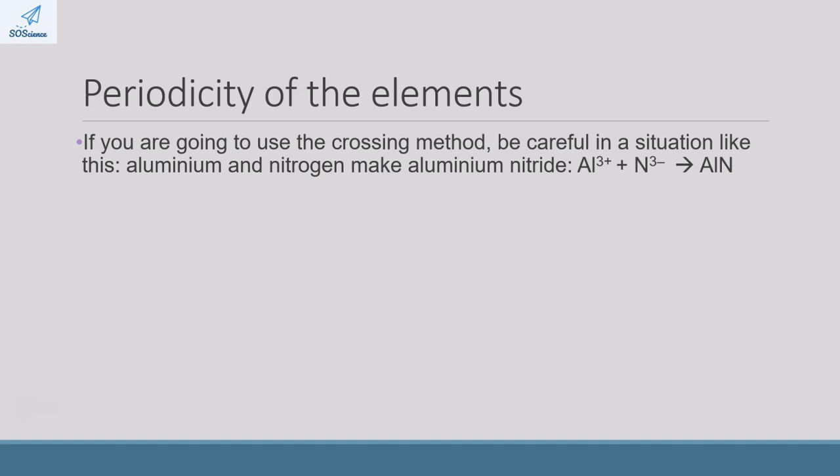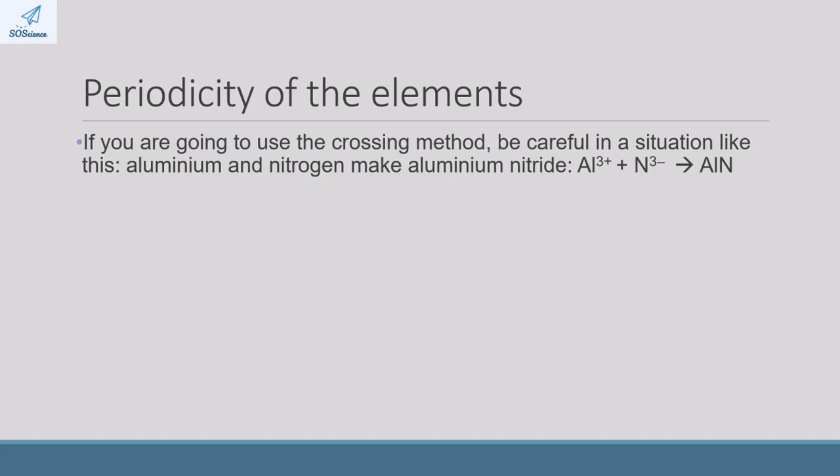Now, this is where you need to be careful if you're going to use this crossing method. If we look at a situation like the formation of aluminium nitride, the aluminium ion is Al3 plus and the nitride ion is N3 minus. If you had to use the cross multiplication method, you would go Al3N3, but that is not the case.